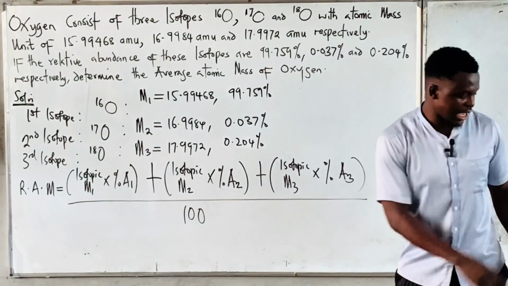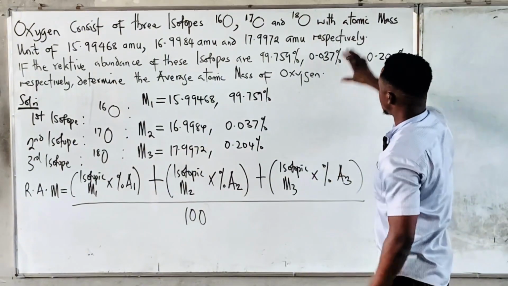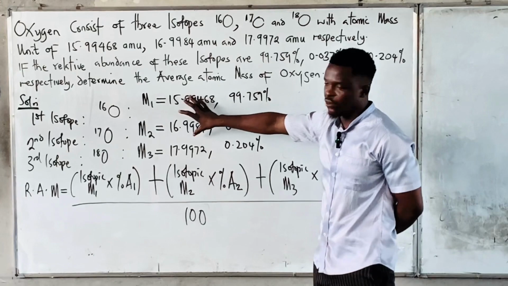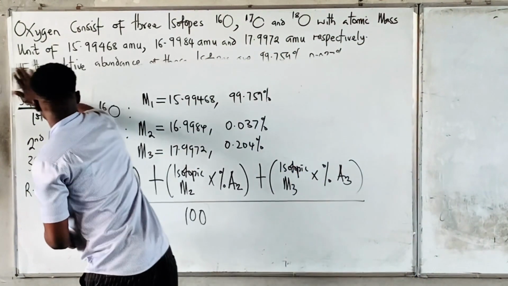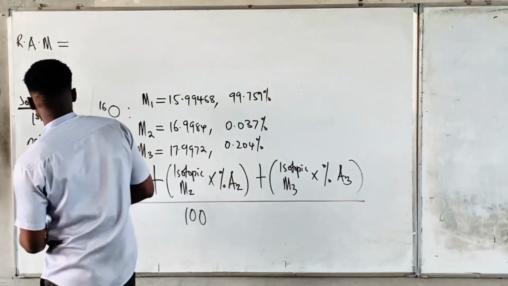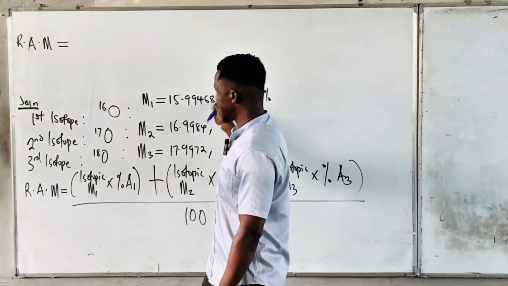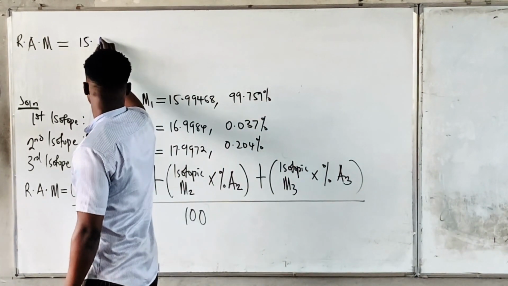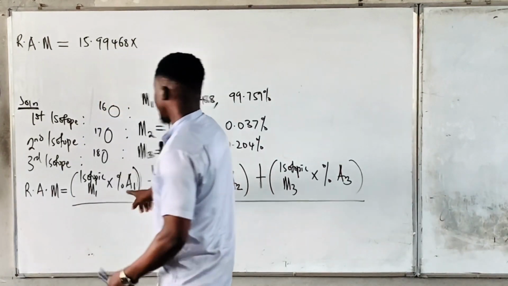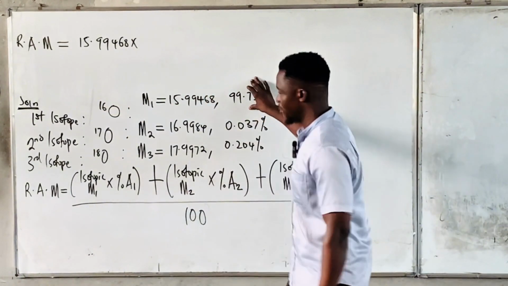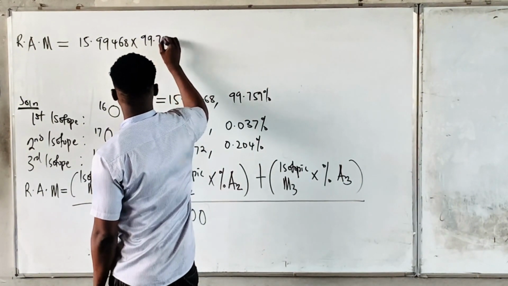So I'm going to clean this top side of the board so that I will substitute the values. Now we've succeeded in interpreting or getting the values from the question. So we want to now start inserting. I'll clean this part off. The mass of the first isotope is 15.99468. So I'll say 15.99468 times percentage abundance 1. What's the percentage of the first abundance? 99.759.